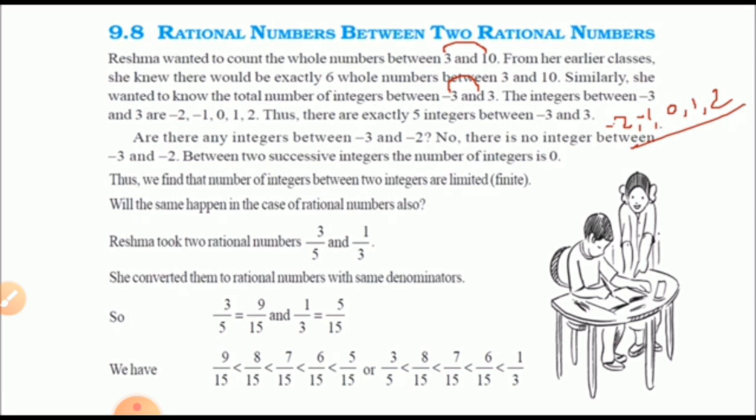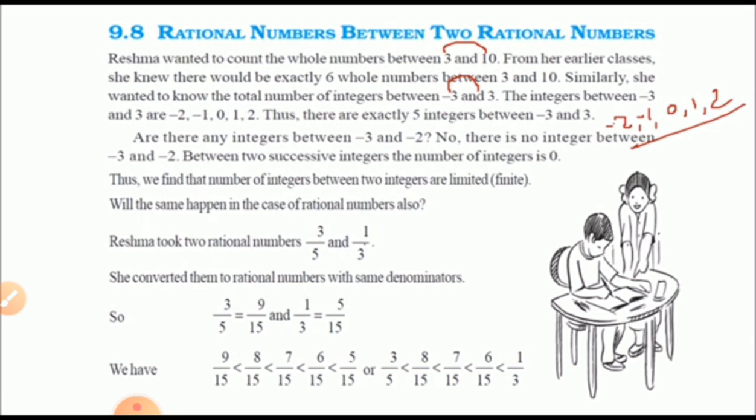Is it correct? Are there any integers between minus 3 and minus 2? No, there is no integer between minus 3 and minus 2. Between two successive integers, the number of integers is 0. Successive means one after another. Between 2 and 3 there will be no integer number. Thus, we find that the number of integers between two integers is limited. Will the same happen in the case of rational numbers also? Check it.